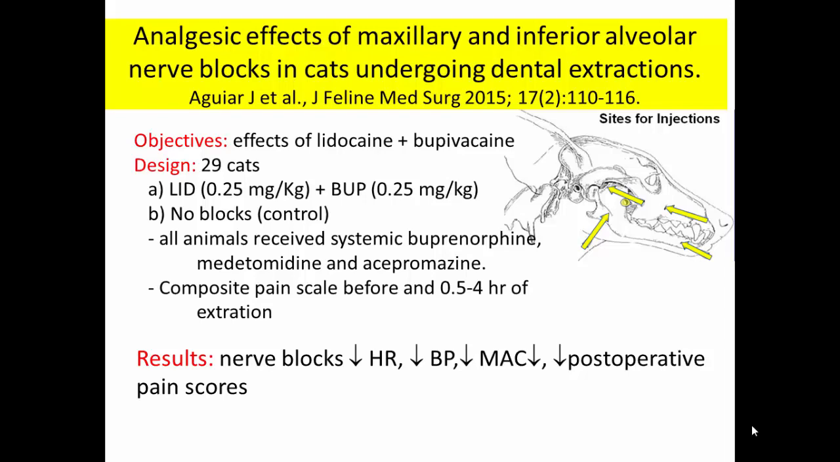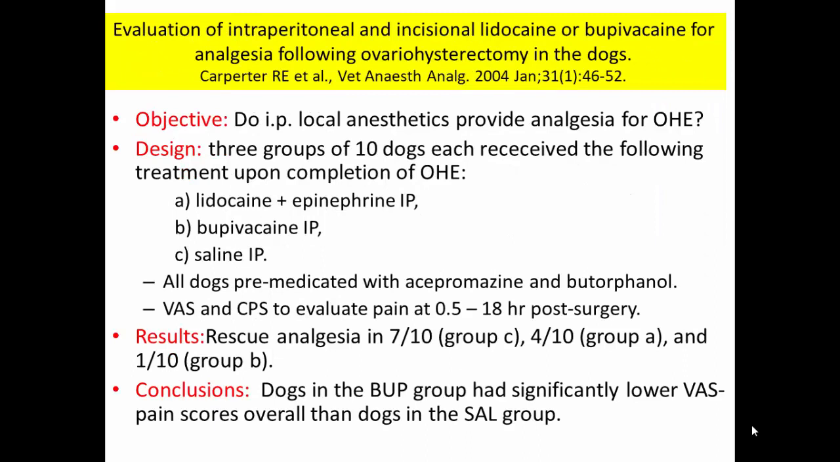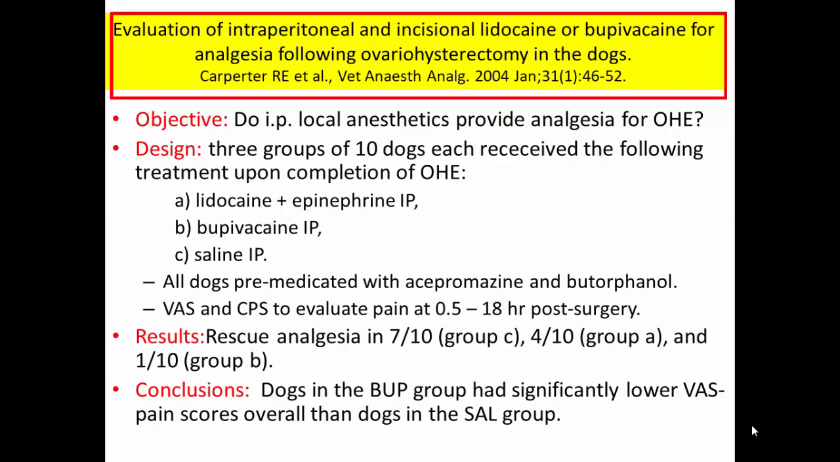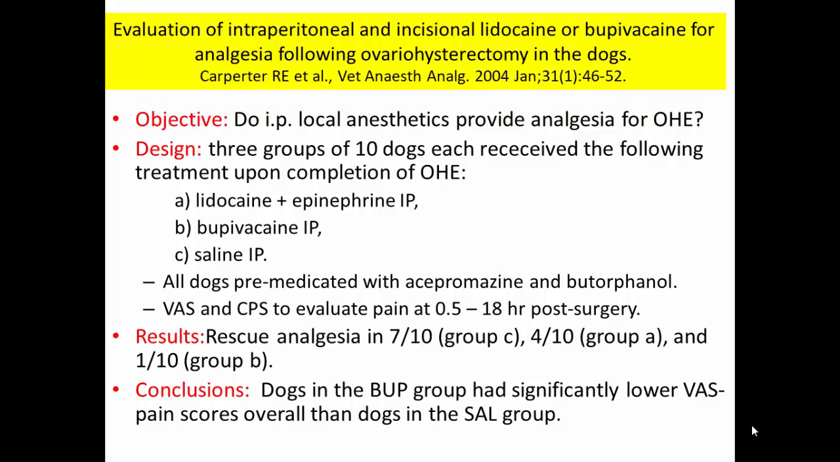Now, another interesting application many veterinarians may be unaware or unfamiliar with is using local anesthetics diluted 1-on-1 with saline to irrigate the peritoneal cavity in dogs undergoing an ovariohysterectomy. In this case, they instilled a local anesthetic, bupivacaine, after the surgery was completed. And obviously, they were comparing these animals to a control group that also received opioids and non-steroidals.